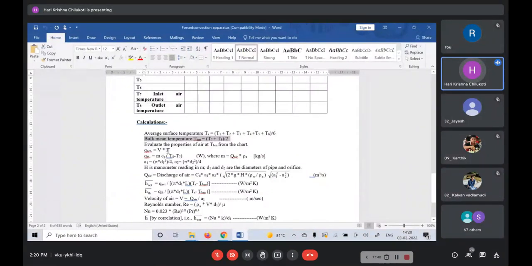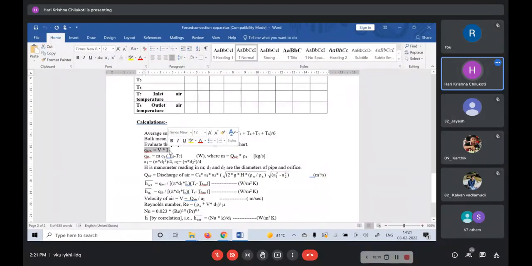Voltage multiplied by current gives us the power input to the heater. Here, although we give this much amount of heat to the surface, not everything is transferred to the fluid that is flowing through the test section. As I have mentioned, there are some losses from the heat transfer from the heater to the insulating material, which in turn goes to the atmospheric air.